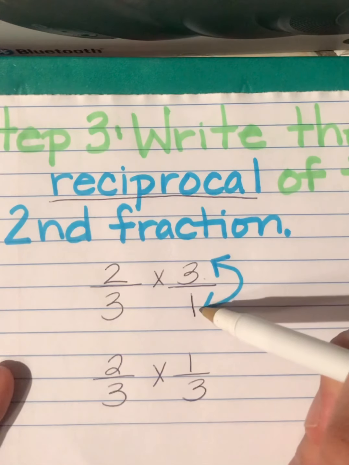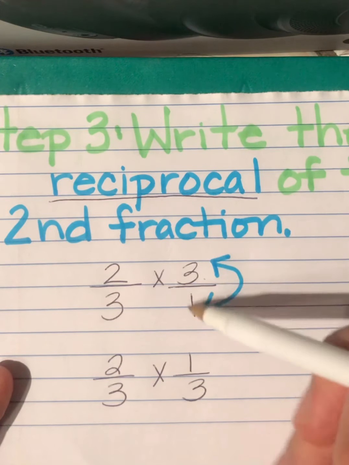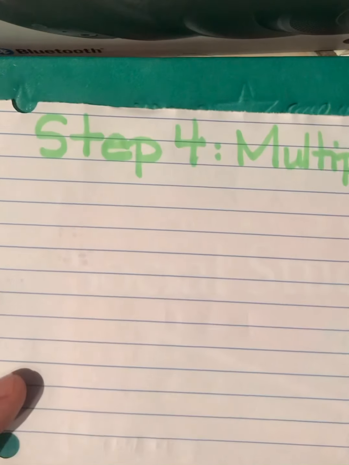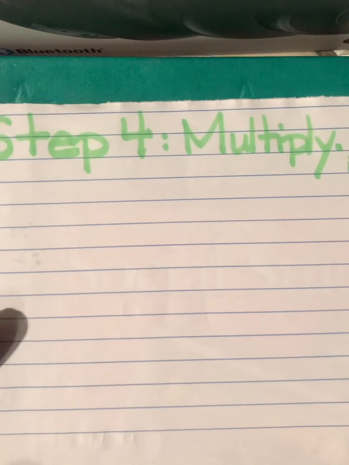So here is 3/1 from step 2. I have converted that into a reciprocal by flipping the numerator and the denominator and their respective positions. Last but not least, step 4 is to multiply and to simplify if needed.